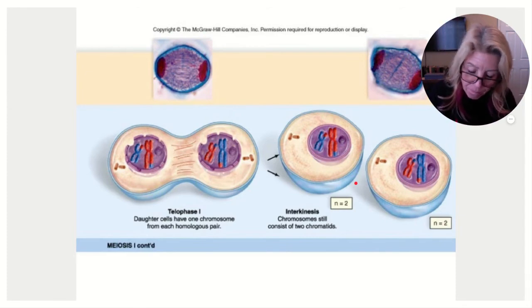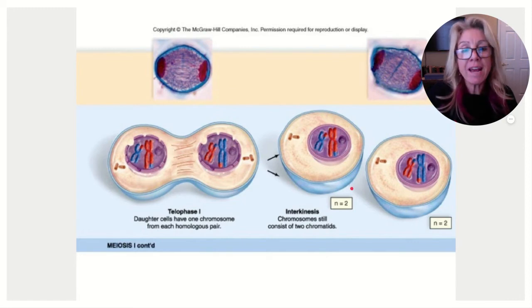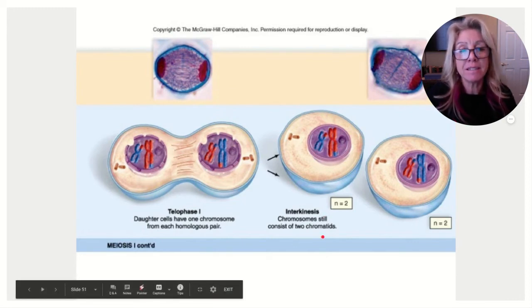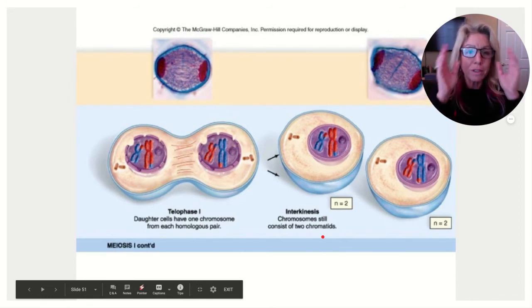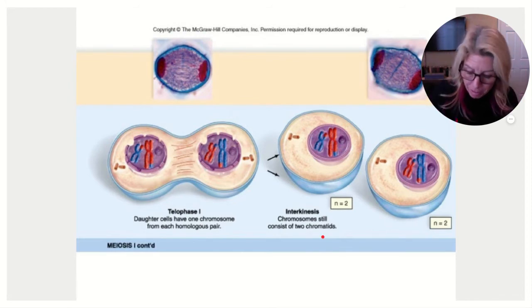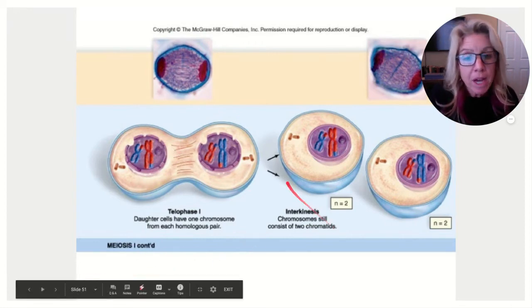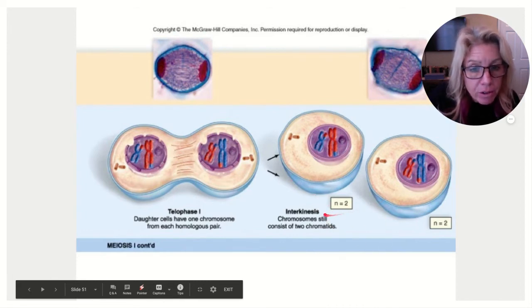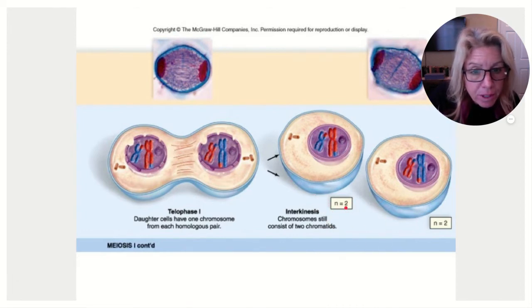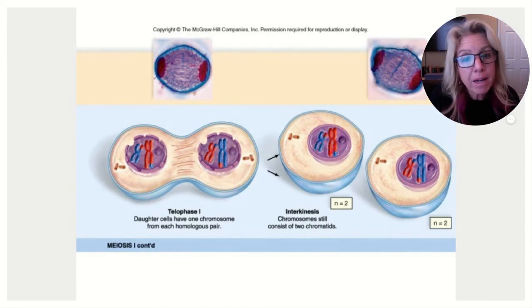All right. You have all the notes for that. And then interkinesis is between meiosis 1 and meiosis 2. It's kind of like the intermission between meiosis 1 and meiosis 2. Interkinesis, the resting stage between meiosis 1 and meiosis 2. These two cells right here, notice now they're considered haploid because they only have 2 chromosomes, a little blue, though it is doubled up, and a big red.